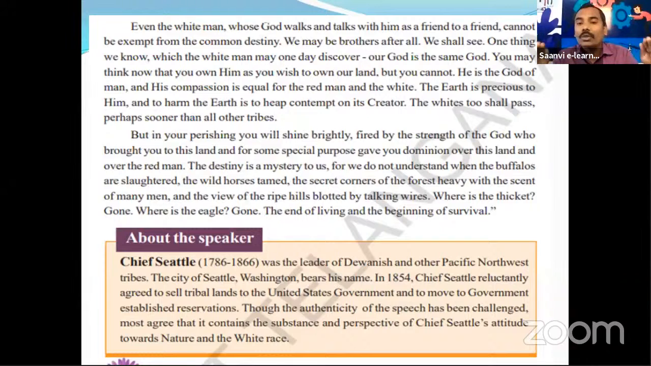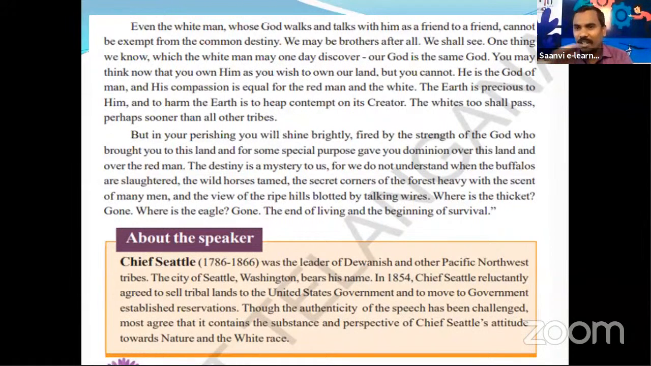The secret corners of the forest where the trees are thickly growing. Those all trees will be cut down by these white men. Heavy with the scent of many men. And the view of the ripe hills blotted by talking wires. The view of the ripe hills.